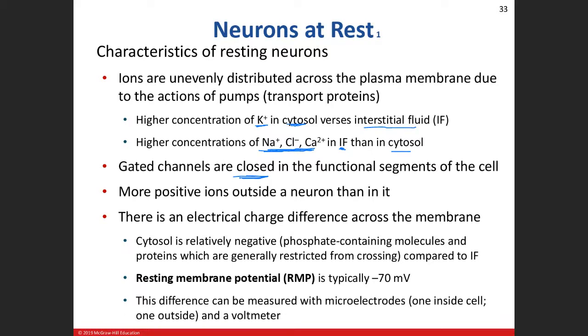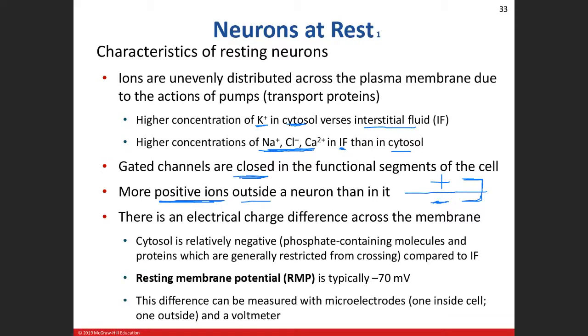All right, so here's the situation. This gives us more positive ions outside the neuron than inside of it. So that means, here's our plasma membrane, outside is going to be positive, inside is going to be negative, because there's more positive ions outside and fewer positive ions inside. That gives us that difference in the electrical charge across the plasma membrane, and that's what we refer to as the membrane potential.